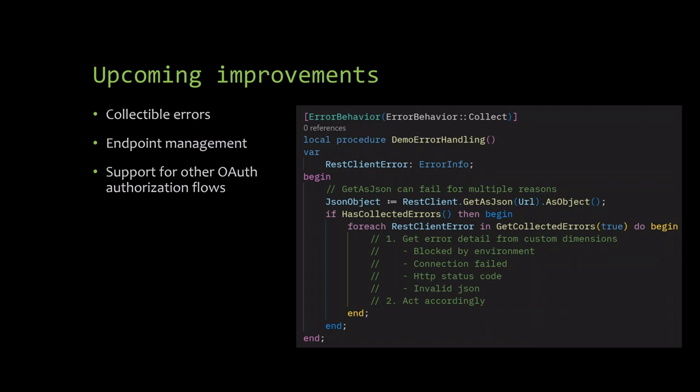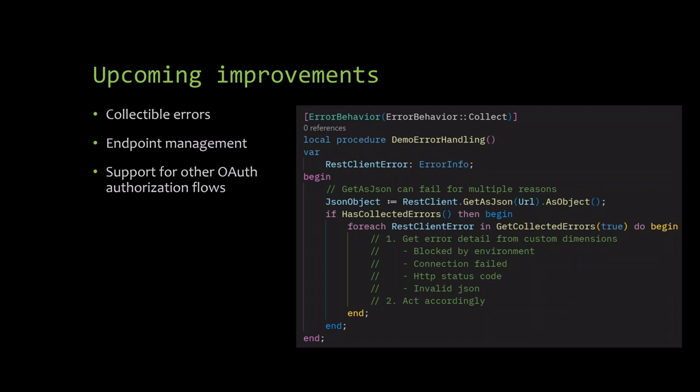So if there was a blocked by environment, you can give the user a message, hey, you blocked outgoing requests, please enable it. Or maybe you want to enable it yourself from code. If the connection fails, you can give another error message, or maybe log it. If there is an HTTP status code like 429, too many requests, you can say, I'm going to pause for 10 seconds and then redo the request.